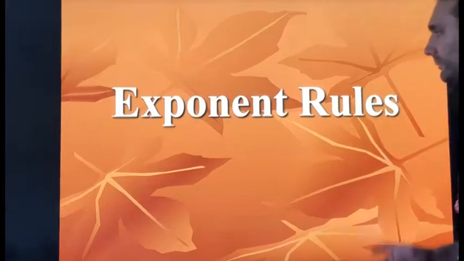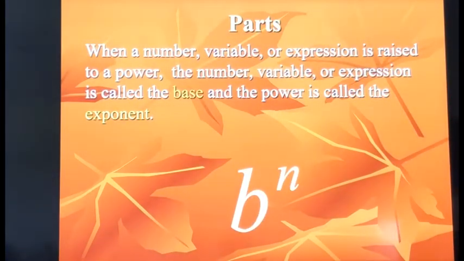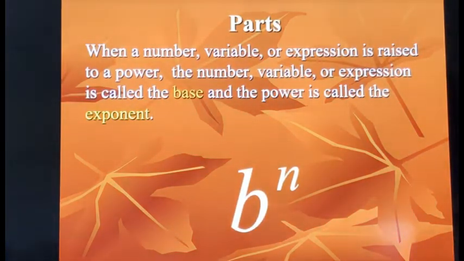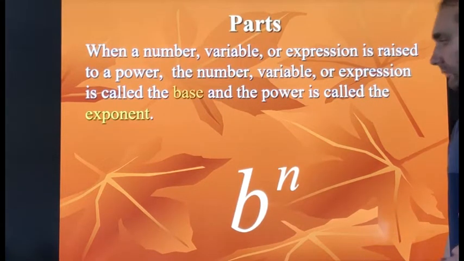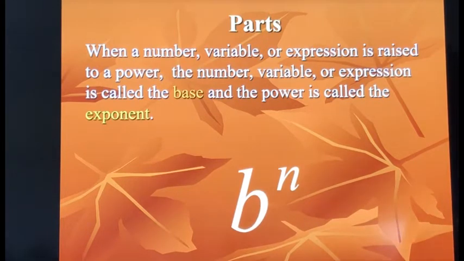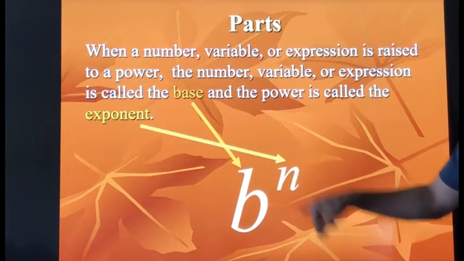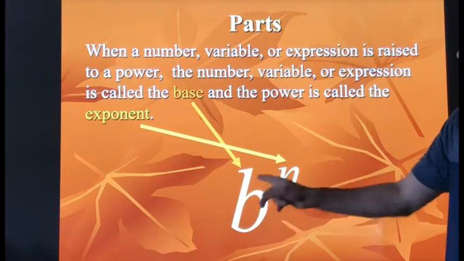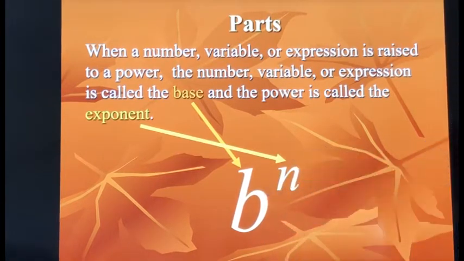We're going to look at exponential rules. This is from our vocabulary. When a number, a variable, or expression is raised to a power, the number, variable, or expression is called the base. And the power is called the exponent. So is my exponent the b or the n? N. Very good. That little number being raised is my exponent, and the big number that's being raised to that power is the base.